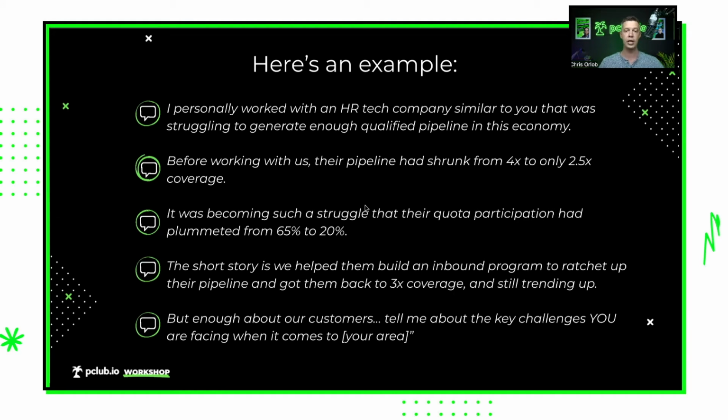Before they started working with us, their pipeline had shrunk from around 4x coverage against quota to only 2.5x coverage, right? It totally shrunk like a cotton sweater in the dryer. Now, it was becoming such a struggle. Notice I'm expanding on the negative impact. It was becoming such a struggle for them that their quota participation had plummeted. The percentage of reps meeting or exceeding quota went from a healthy 65% to just 20%. Okay, it was really affecting their business, and their sales reps were getting upset. A lot of people were leaving because they just weren't making money.